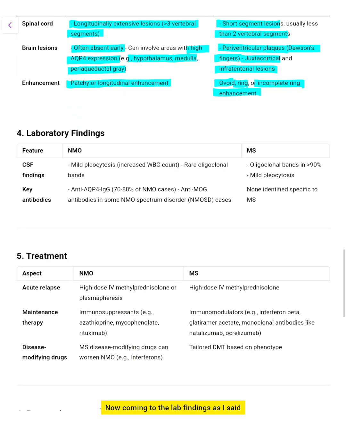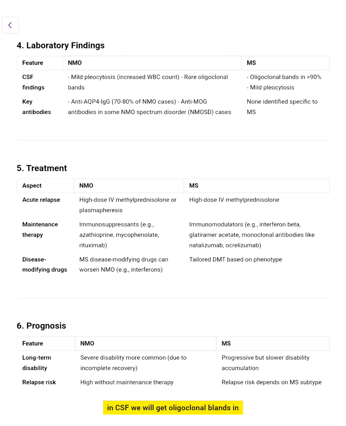Okay, now coming to the lab findings, as I said, in CSF we will get oligoclonal bands in more than 90% of cases in multiple sclerosis, that is specific, right? But in NMO you won't get oligoclonal bands. Mild pleocytosis, that is increased WBC count, can be there. You do a CSF, if you see oligoclonal bands, that favors multiple sclerosis, right?